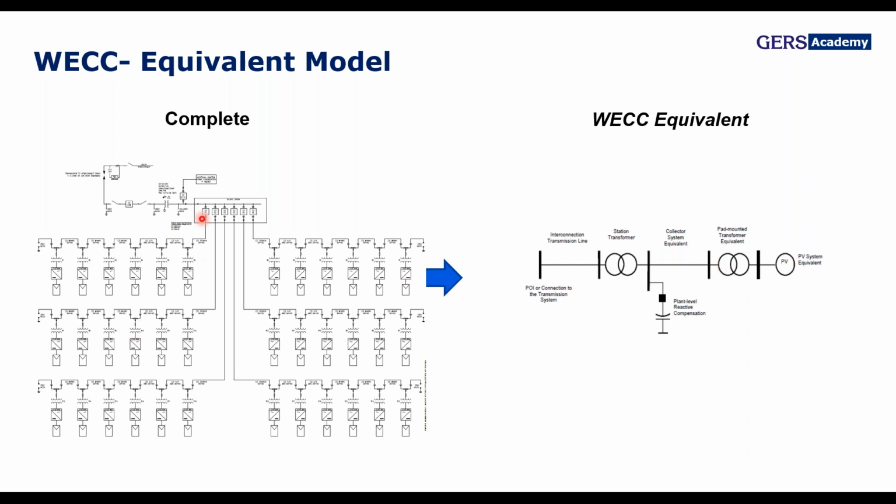The collector system, I mean all the lines that come from the collector side, are represented with just one line that is a collector system equivalent. The station transformer, as I just said, normally you will have only one, and the other one is the transmission line.